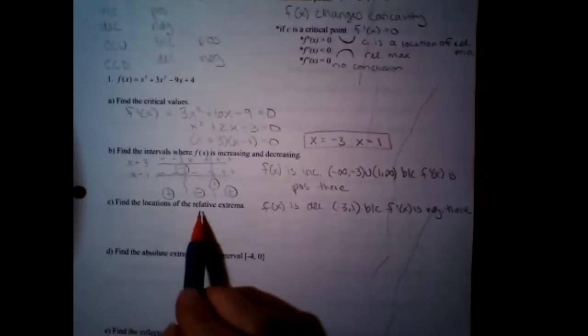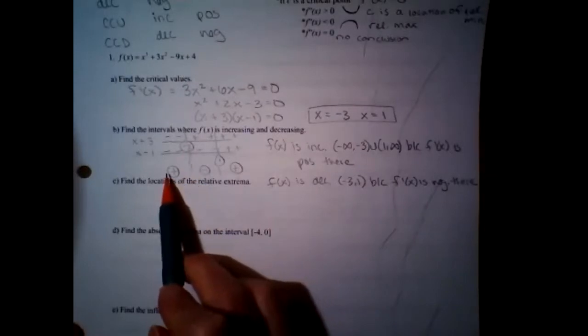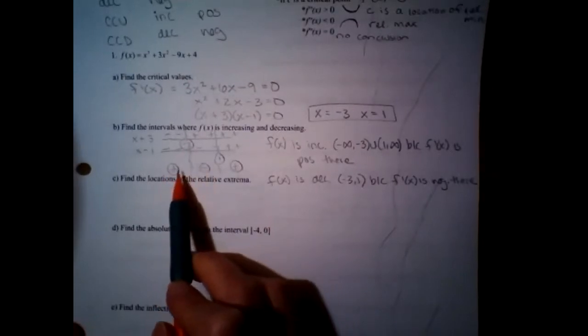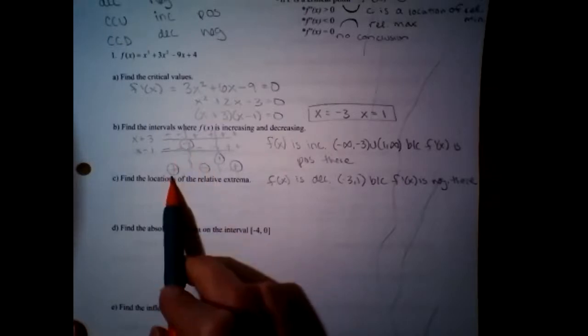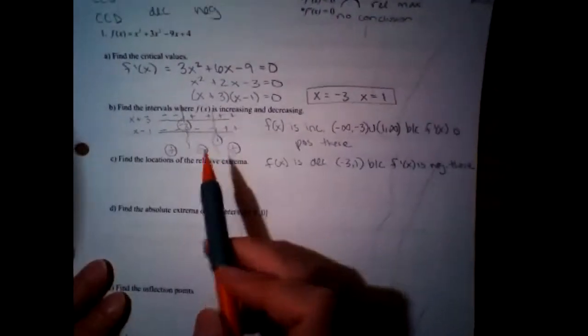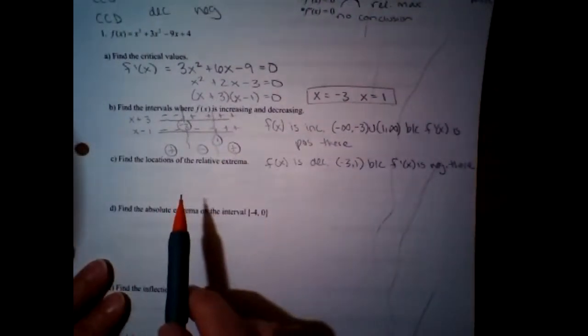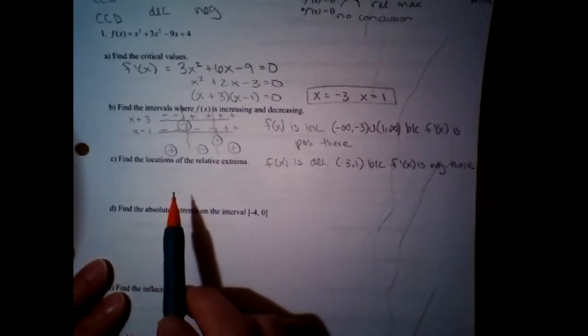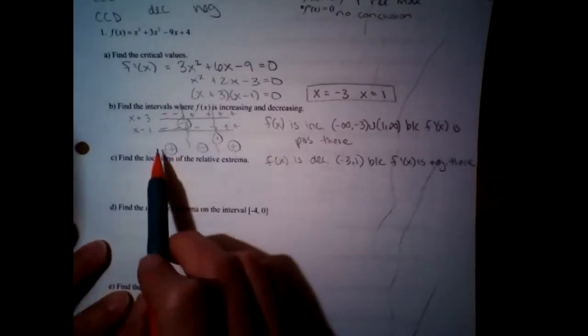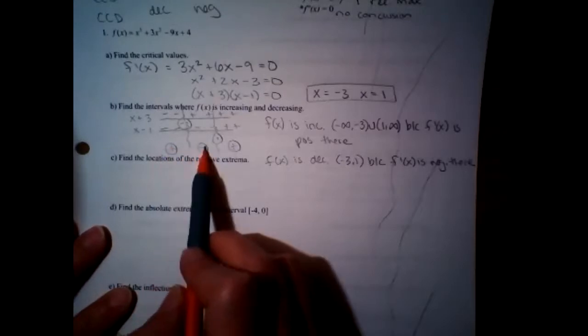All right, and then locations of the relative extrema. All right, we already have the number line, so I can just look back at that. At -3, we have a change from positive to negative. So hey guys, does that mean relative maximum or relative minimum at -3? Maximum or minimum? What do you guys think? Maximum, good. Nice job, guys. Positive to negative means relative maximum.